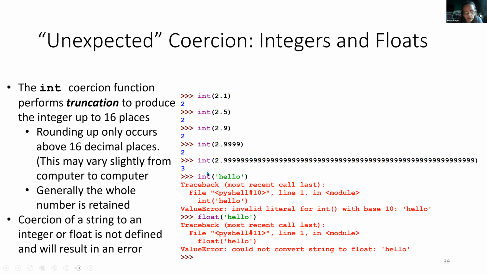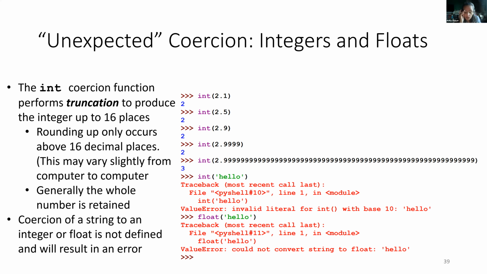All right, so let's see some other cases. Int of a string hello. Well, that doesn't really make sense. I don't know what I could overload that to do, and neither did the author of Python. So it says invalid literal for int() with base 10: 'hello', which is Python's way of saying I cannot convert hello into an integer. All right, well, maybe I could do a float. Well, same problem, not too surprisingly. So coercion of a string to an integer or a float is not defined and will result in the errors as we have seen here.